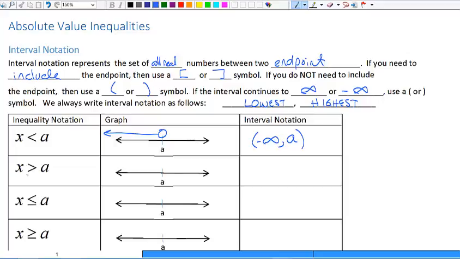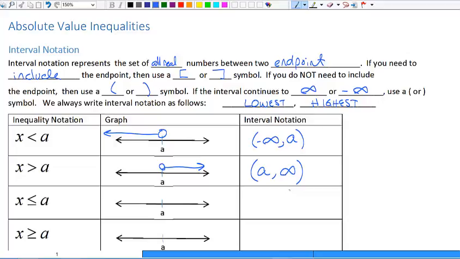The next one says x is greater than a, so we have an open circle on a, and this time it's going to the right. So the lowest value here is a, comma, the highest value is infinity. Again, they both get parentheses because you always use a parenthesis with infinity, and you cannot include a because it's not "or equal to."